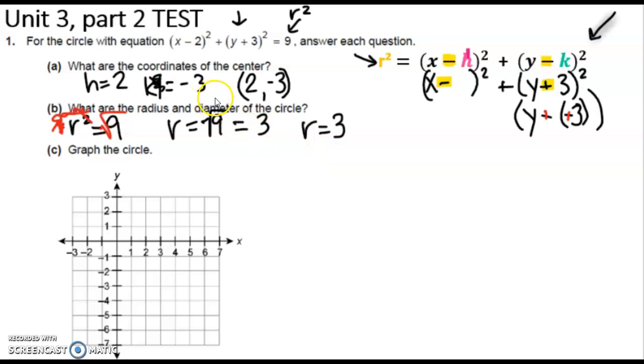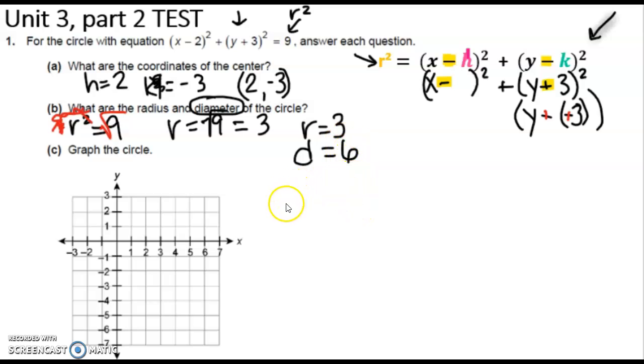Now this problem also wants me to tell them what the diameter is. Remember, the diameter is 2 radiuses put together, okay? It is like the radius times 2. So the diameter would be 6, okay?